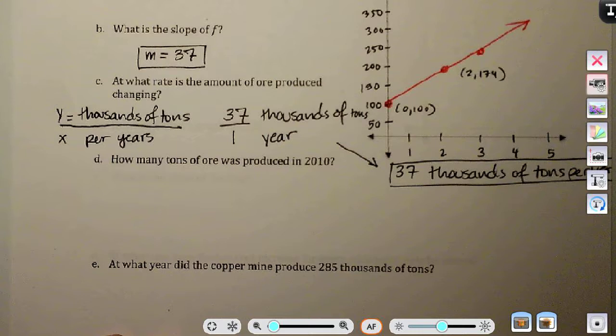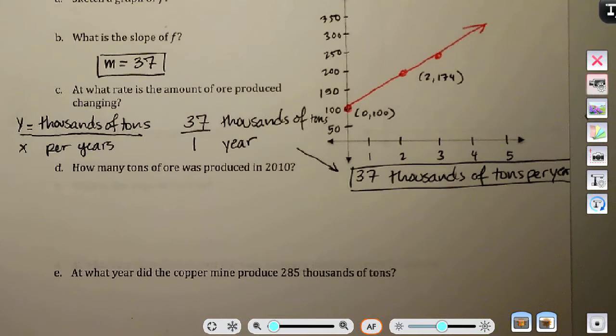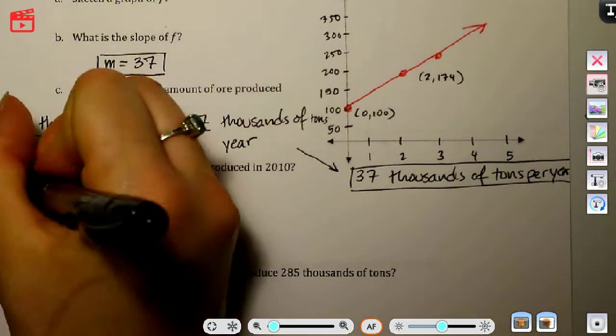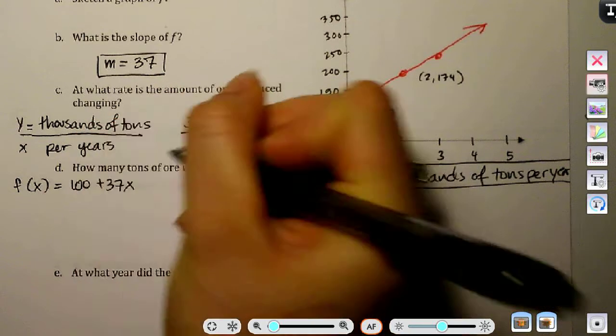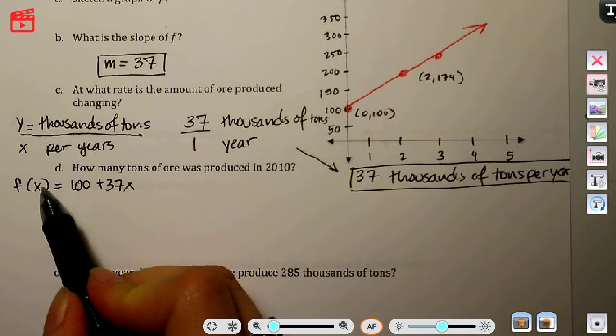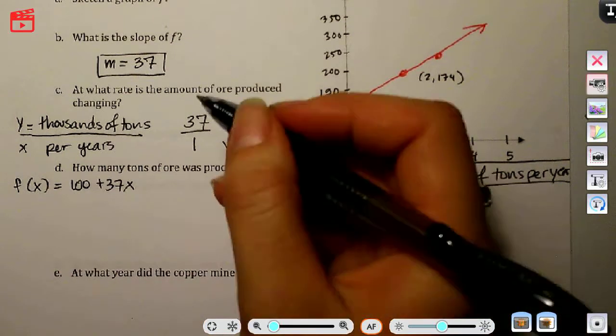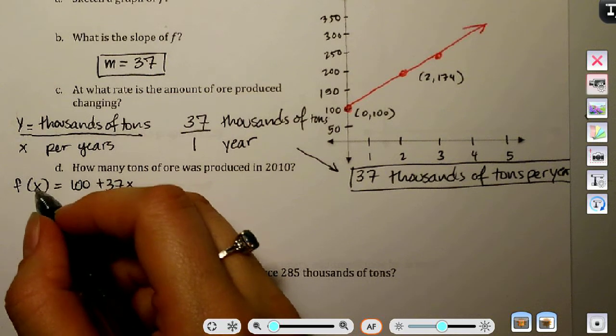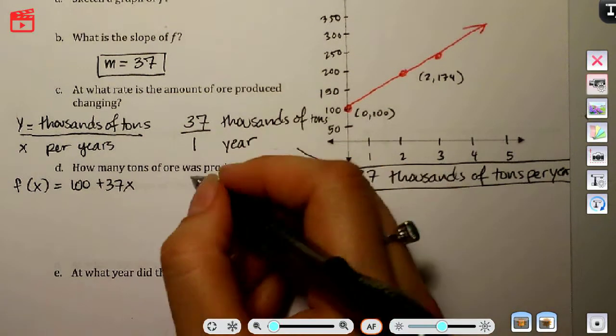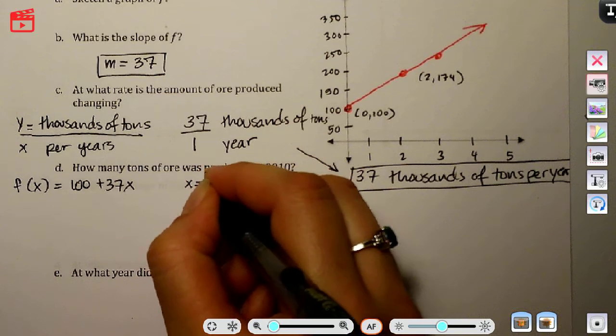All right. Now let's see. Next one. How many tons of ore was produced in 2010? Okay, well, let's see. Tons of ore is what we're looking for. So with our function, f of x equals 100 plus 37x, f of x is my tons of ore. Okay, so I'm trying to find f of x. So that means I need to input an x value, and x was the number of years. So the question is, what is my input value?